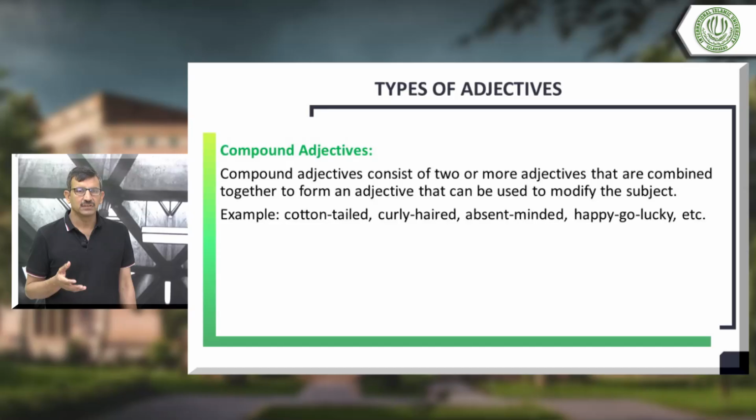The next type of adjectives are compound adjectives. Compound adjectives consist of two or more adjectives that are combined together to form an adjective that can be used to modify the subject in a sentence. For example, cotton-tailored, happy-go-lucky. These are the examples of compound adjectives.